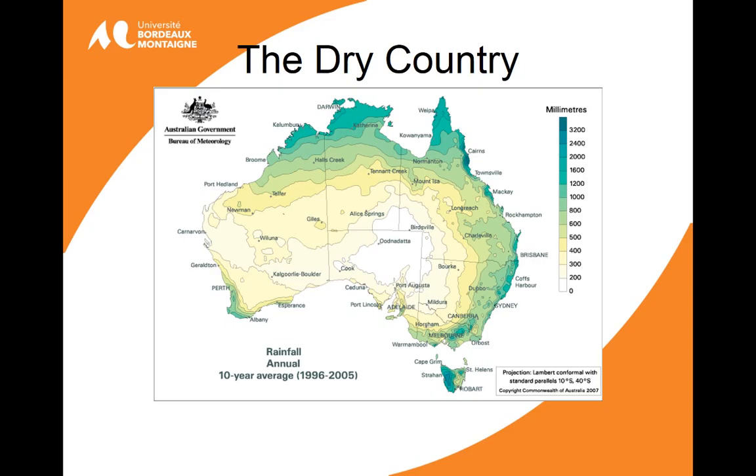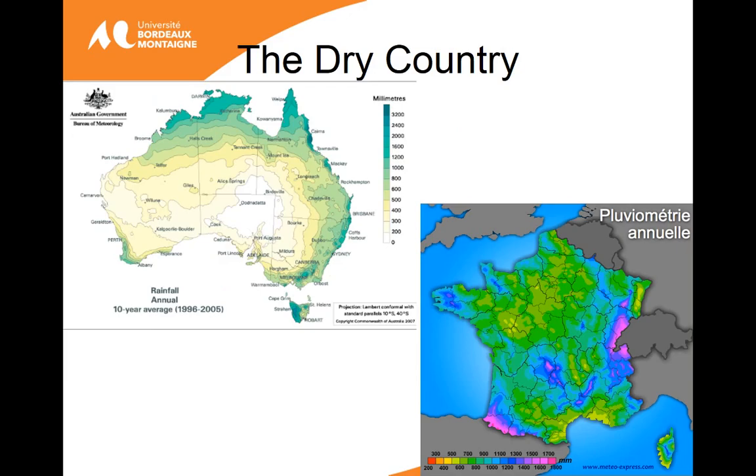Australia is sometimes referred to as the dry country. As you can see on this map, which gives you the annual rainfall levels, a significant part of the country receives little to no rain. You can see the difference here with France, where there are no similar areas. Okay, so you see that around Bordeaux you have about 1,100 millimeters a year, and that doesn't happen very often in many areas of Australia.